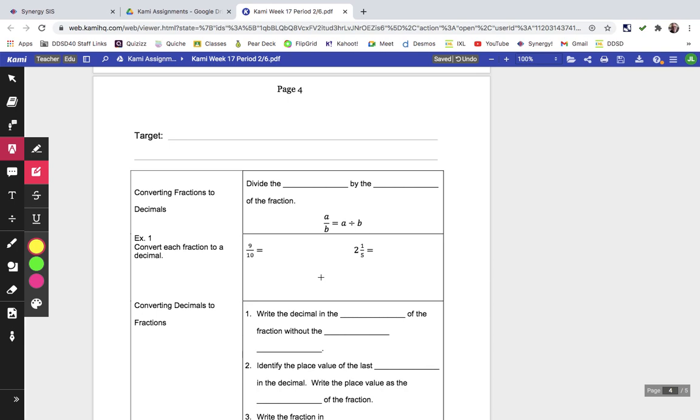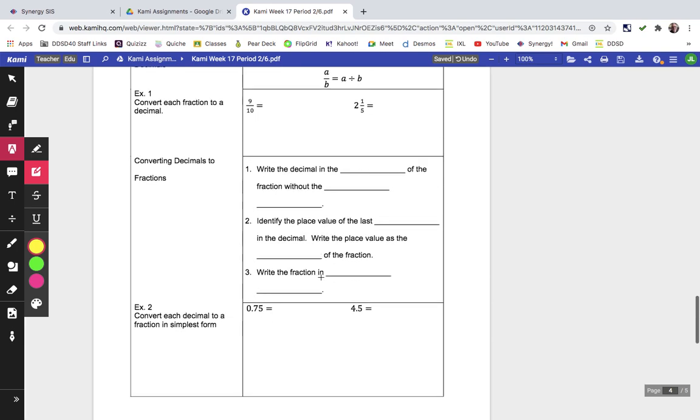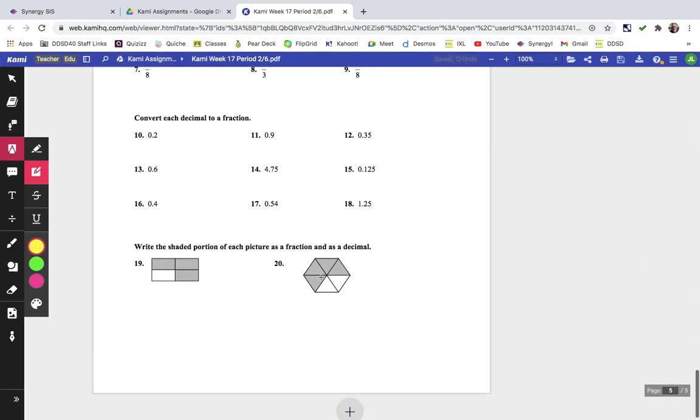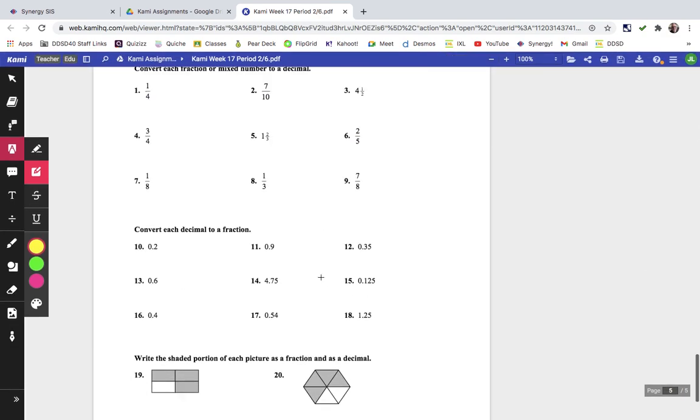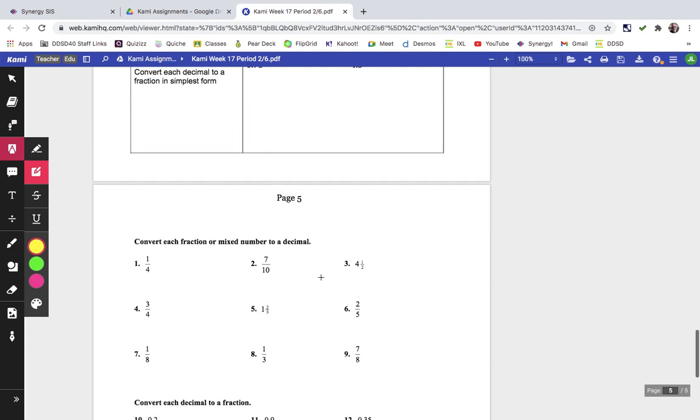Then we will continue with page 4 and page 5. We might not finish that tomorrow. We may go into Wednesday. We'll take our time on that. So that's the looking back.